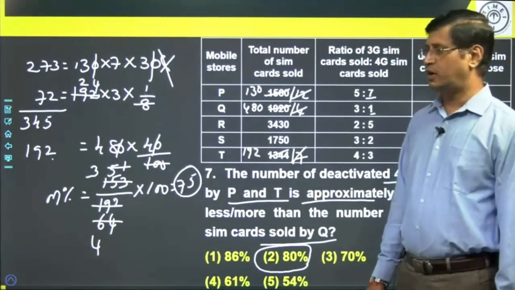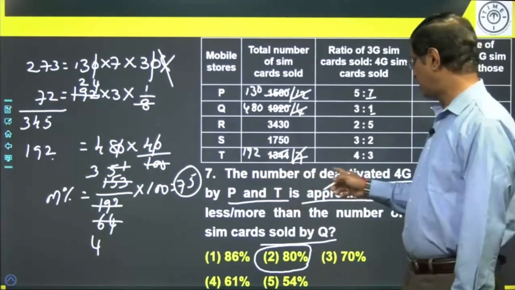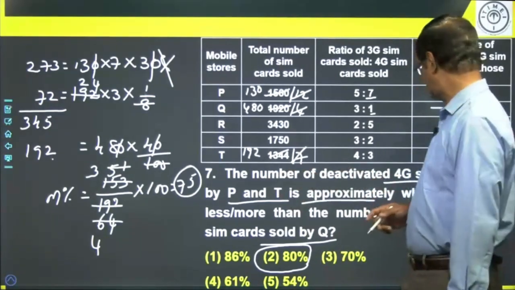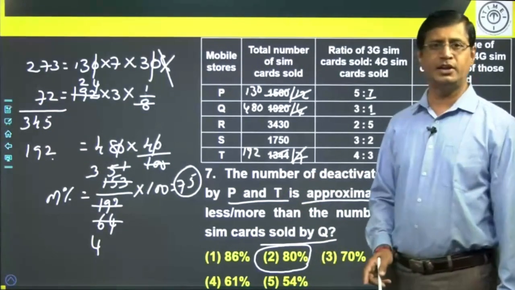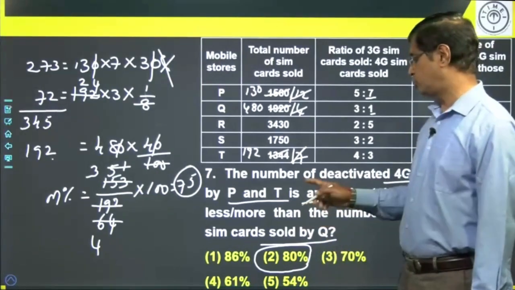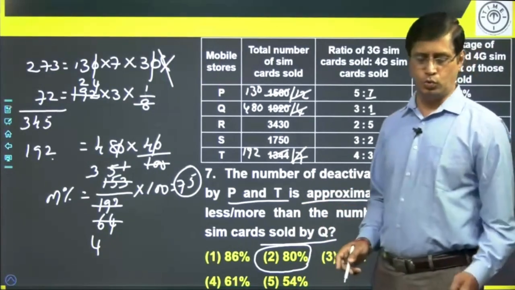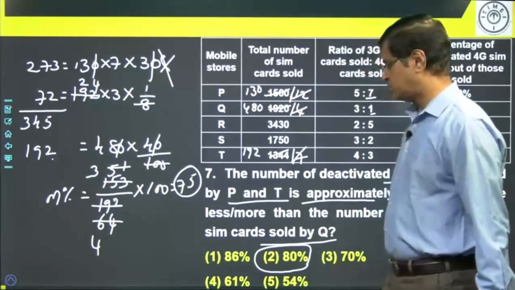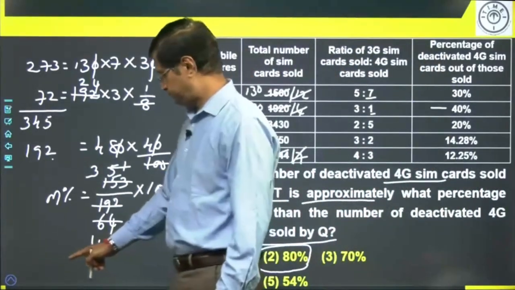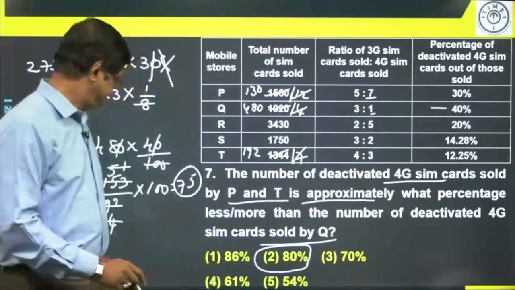So what is the question here? The number of deactivated 4G SIM cards sold by P and T, approximately what percentage more or less than that of Q. Now, let's look at the next question on your screen.